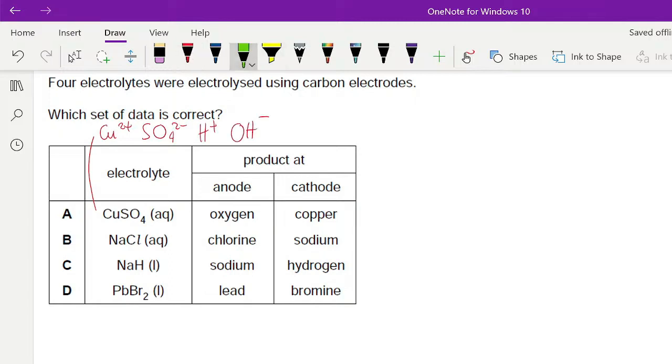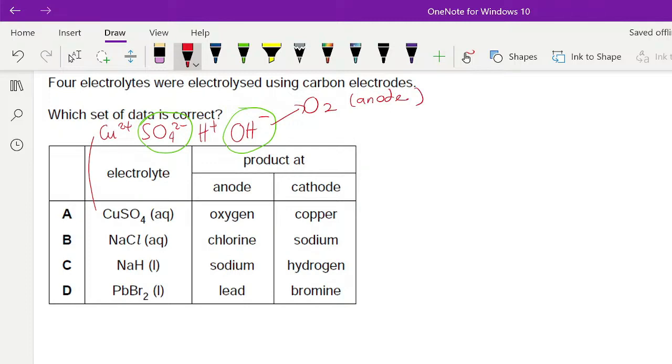Now if you have sulfate, this one will not go anywhere. Sulfate, nitrate, it stays in the solution, okay? They don't undergo reaction. But here, hydroxide will become oxygen on the anode. Why anode? Because hydroxide is an anion, it's a negative ion, so it goes to anode.